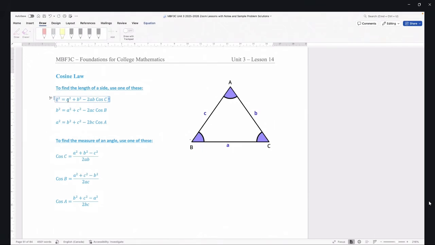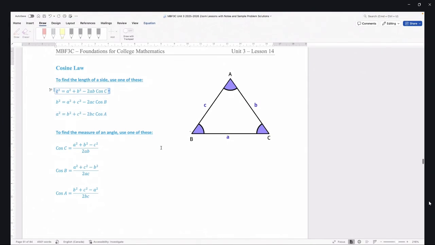So it starts with a C, ends with a C. Starts with a B, ends with a B. Starts with an A, ends with an A. Okay, so the angle and the opposite side are paired up, beginning and the end, and then in between is the other two sides squared minus 2 times the other two sides.